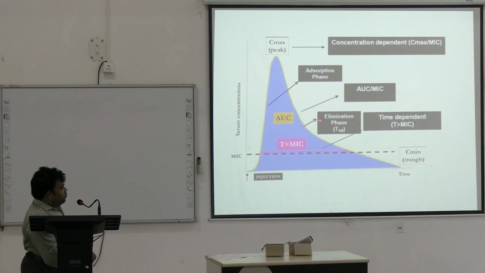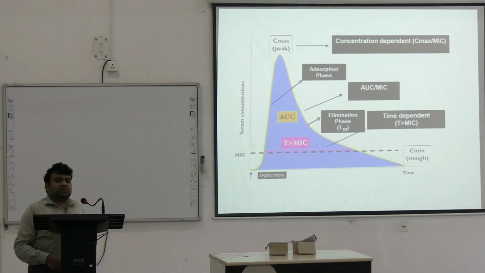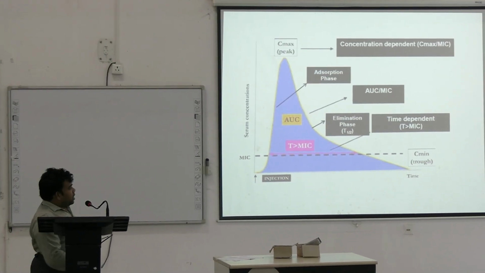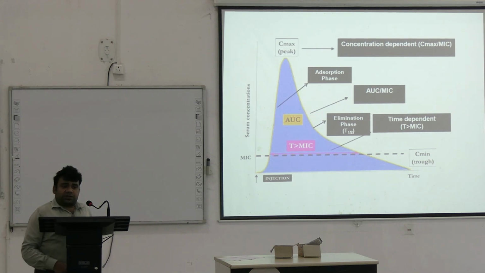So the concentration of the drug will fall. This is the MIC cutoff, that is the minimum inhibitory concentration. This is the area, that is the concentration which is above the MIC. This is also called the area under the curve above MIC. And if we look at the duration from this point to this point, where the concentration of the drug is above the MIC, it is called the time above MIC.